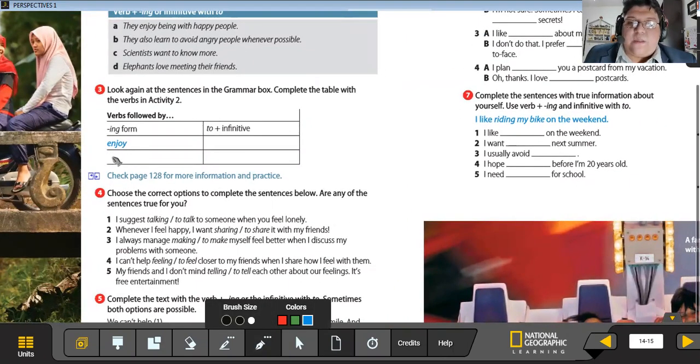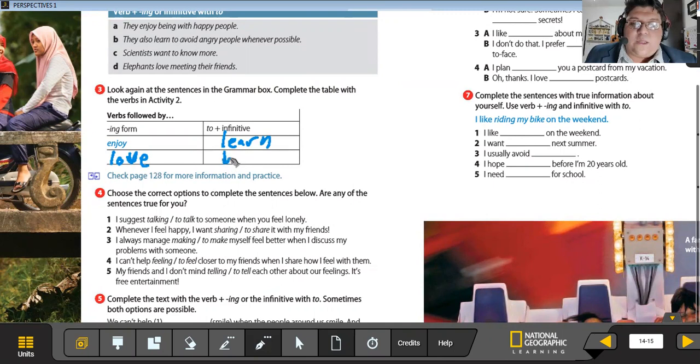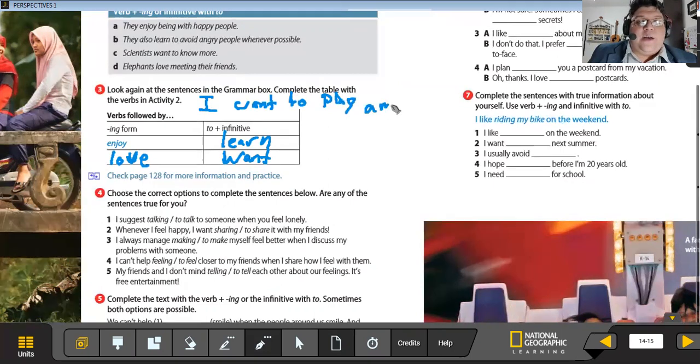So we already saw, right? Enjoy. Over here is love, learn, and want. So you guys can say, for example, I want to play Among Us. I'm putting it because it's the most popular thing I've seen today. Maybe some of you play it, maybe some of you don't. Usually it's either Uno or Among Us. All right? But I want to play Among Us.